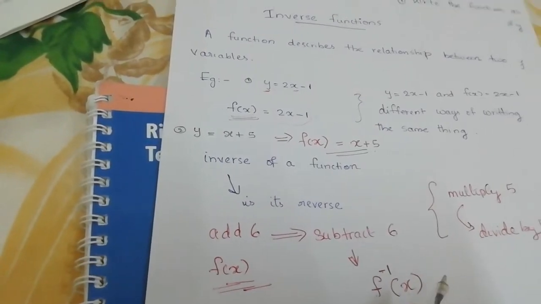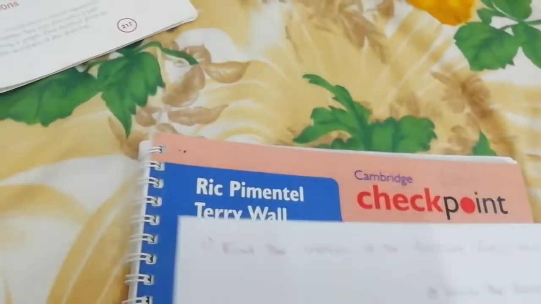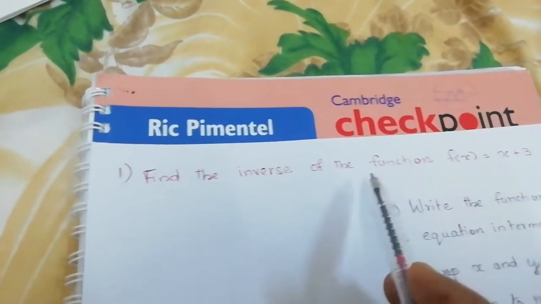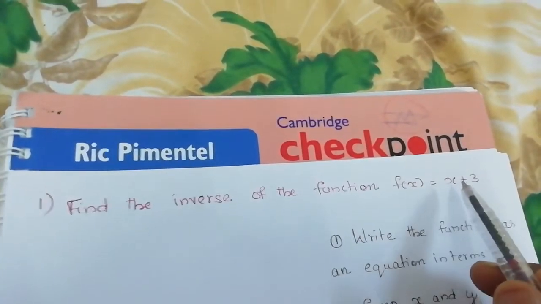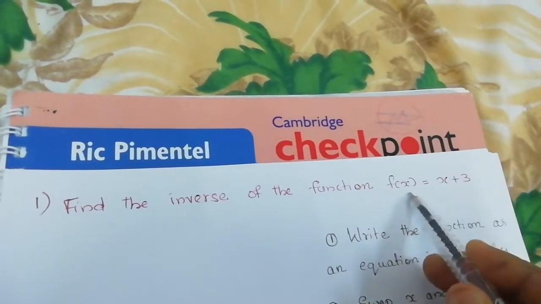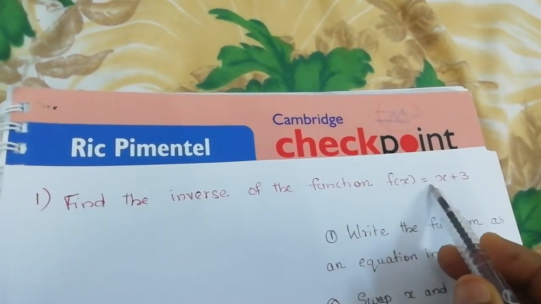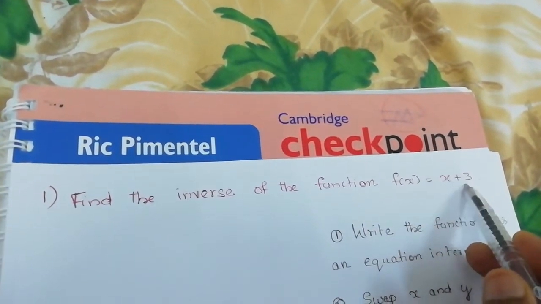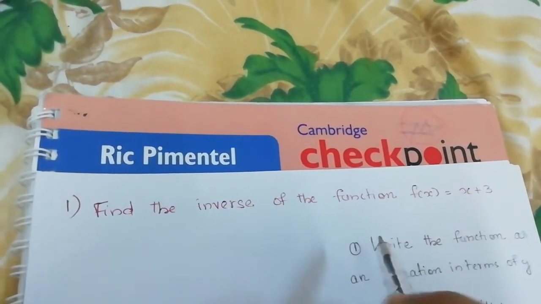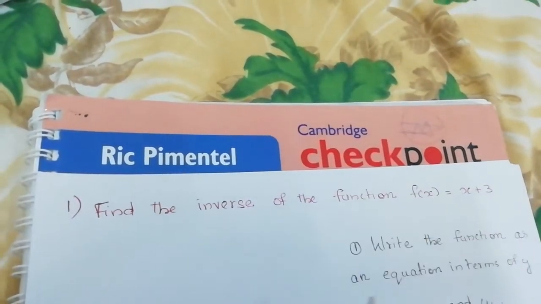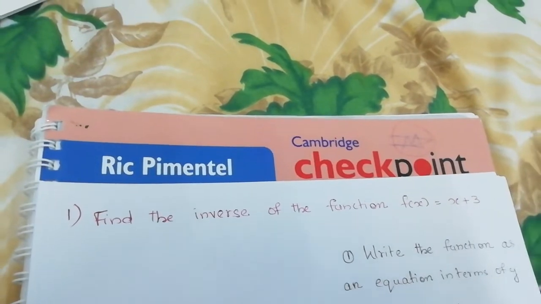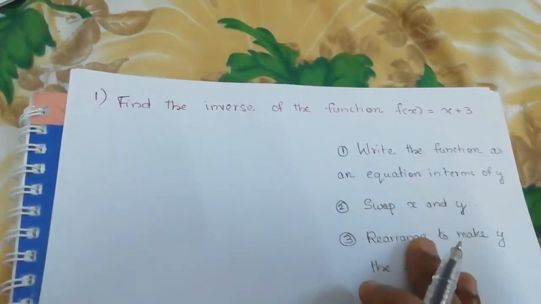Now we are going to do one question: to find the inverse of the function f of x equals x plus 3. So here the function is given, f of x equals x plus 3. How do we find the inverse of the function? To get the inverse of the function, we have to follow some steps. I have written the steps here.